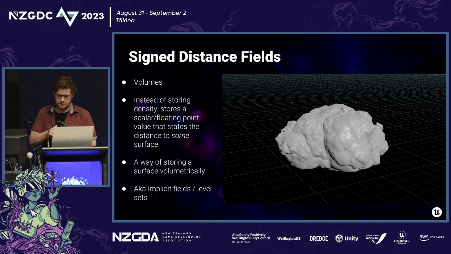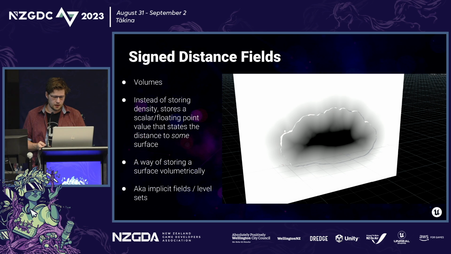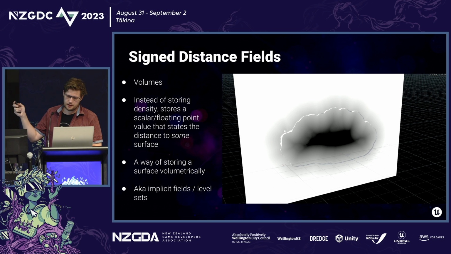The surface is where in the volume texture the value is 0. So 0 means that you're on the surface. If the voxel contains a value that's, say, 1 or 2, that means that it's outside the surface. It means it's 1 or 2 units away. And if it's negative, it means it's inside the surface. And this is it visualized, where as it gets darker, that's going further inside, and as it's getting brighter, it's going outside.